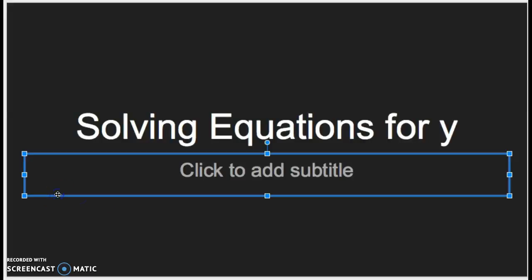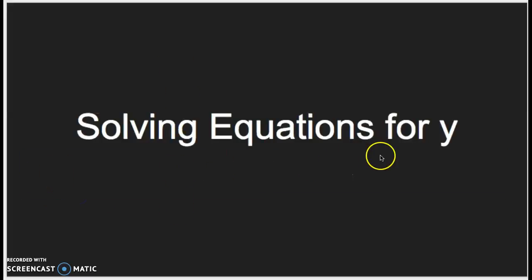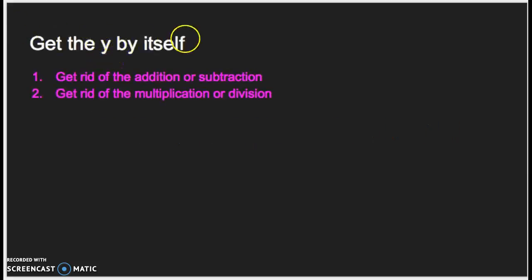Okay, in this video we're going to be looking at taking an equation and solving it for y. We want to end up with an answer that is an equation saying y equals and then the rest of it. There are two steps we need to follow to get the y by itself. First, get rid of any addition or subtraction that may be there. Then step 2, if necessary, get rid of the multiplication or the division that's with the y.